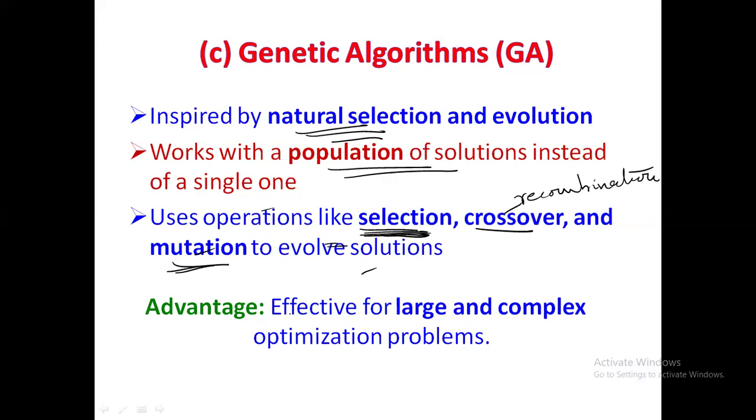Coming to the advantages, the three types of operations are selection, crossover, and mutation, as I have told you. What do you mean by selection? What do you mean by crossover and mutation? One of the main advantages of genetic algorithms is their ability to effectively handle large and complex optimization problems.